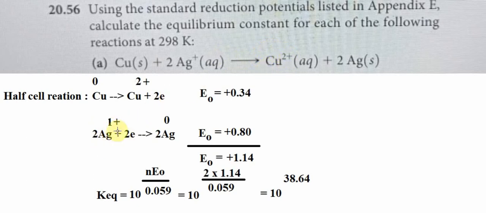However, Ag is silver. You get 1 plus in here. However, we have number 2 and number 2. That's why we have 2 Ag and 2 Ag in here, and we need to receive 2 electrons. So we will find the voltage in here.